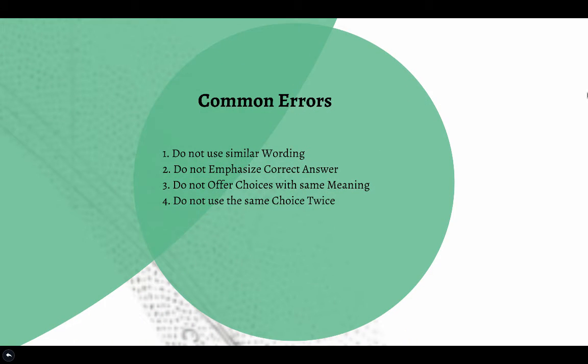There are several common errors that you need to avoid when developing multiple choice questions. Here are 4 examples. First, do not use similar wording in both the stem and only the correct choice. It suggests the correct answer. Next, do not state the correct choices in greater detail than the other choices. This practice often cues the correct answer.